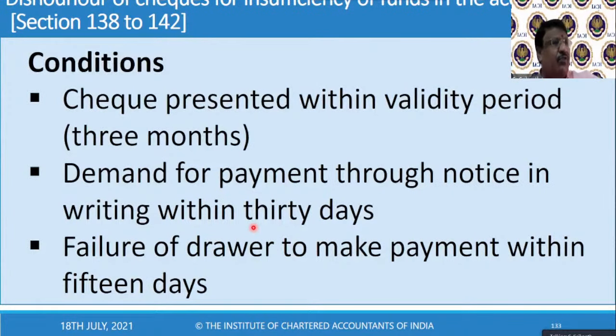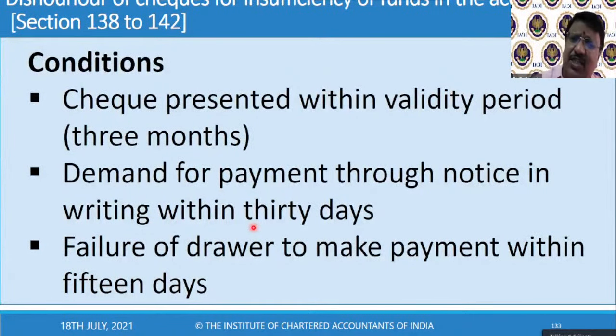Mention that whereas I have sold you the goods, you are owing me a sum of so-and-so, you gave a check number so-and-so, and the check was dishonored, proof enclosed. Now I demand that you make the payment. The drawer should make the payment within 15 days.